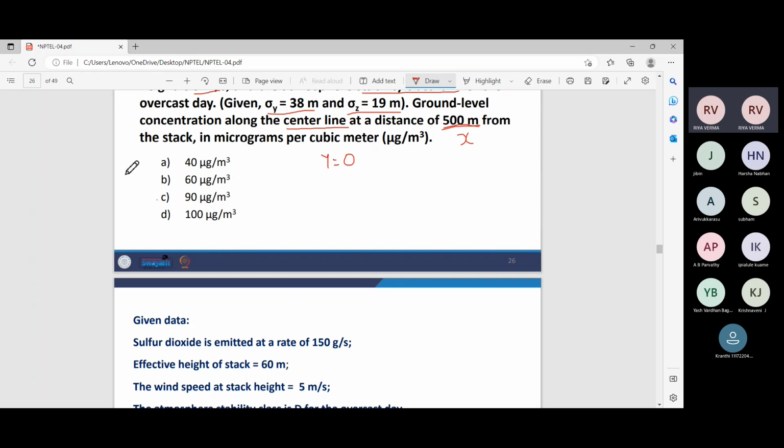Any doubt in the question? Anyone, is there anyone who's having any doubt in this numerical? Ma'am, center line means the y becomes 0, ma'am. Yeah, true.